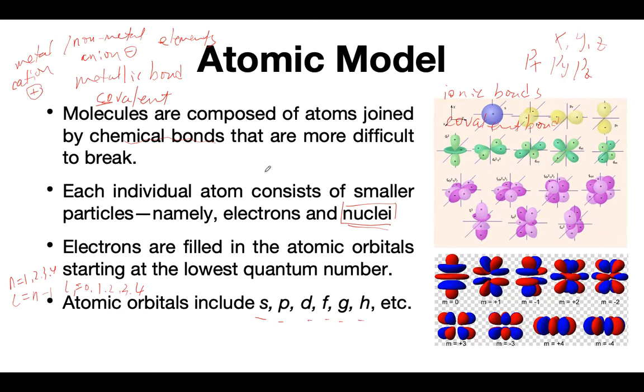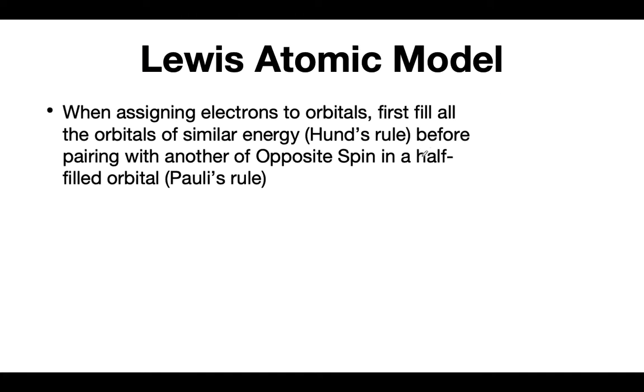For the atom, you know that they will fill the electrons. Let's say the Lewis atomic models. We will assign the electrons to orbitals. We first fill all the orbitals of similar energy, before pairing with another of opposite spin in a half-filled orbital. This will be Hund's rule, and this will be the Pauli rule. Example here, like we said, the carbon atom. Carbon has atomic number 6, right?